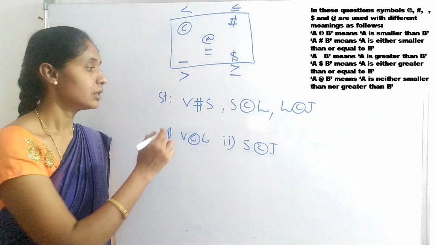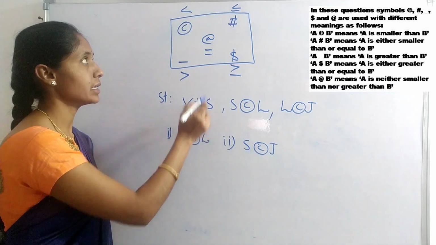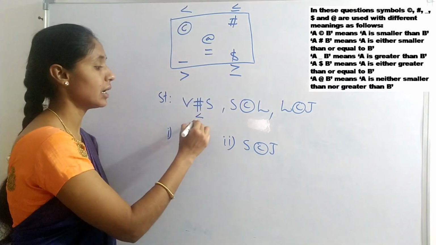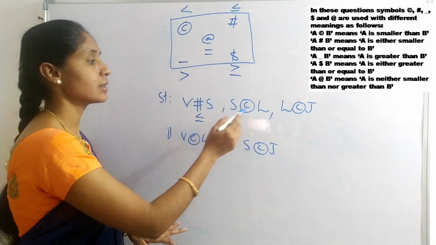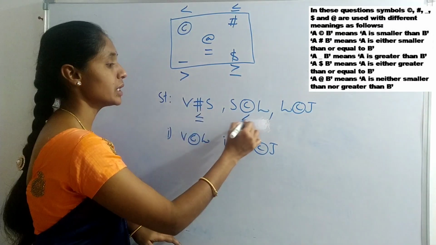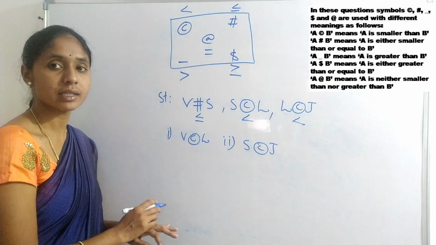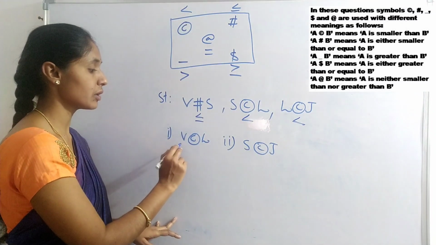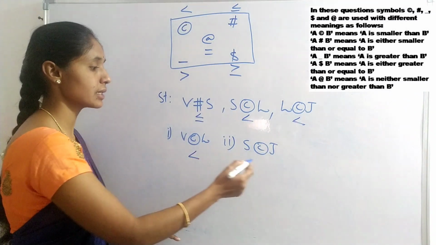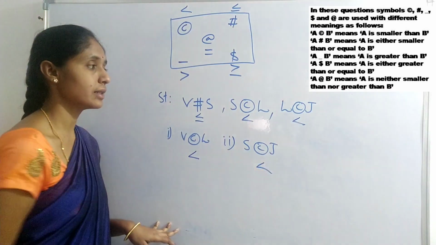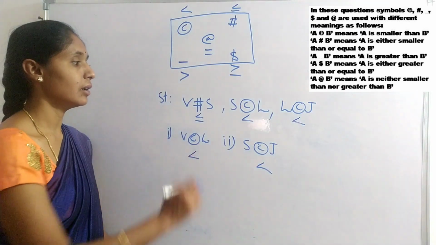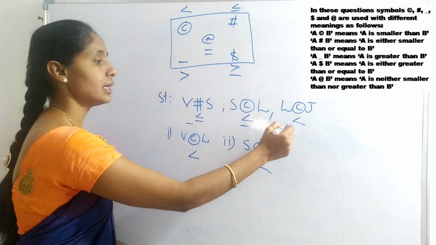See this question. V hash S. Hash means less than or equals to. S copyright L. Copyright means less than. L copyright J, that is less than. Coming to conclusion, V copyright L, that is less than, and S less than J. V less than L. Okay. Less than, less than, less than.